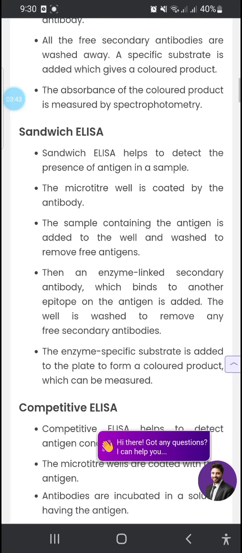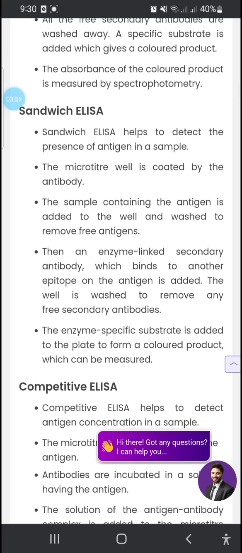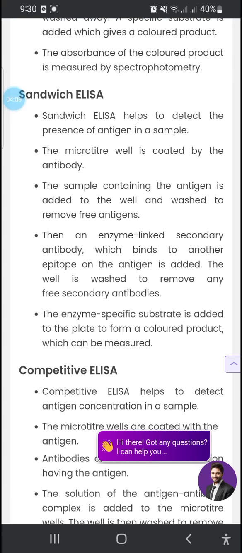Then an enzyme linked secondary antibody which binds to another epitope on the antigen is added. The well is washed to remove any free secondary antibodies. The enzyme specific substrate is added to the plate to form a colored product which can be measured.